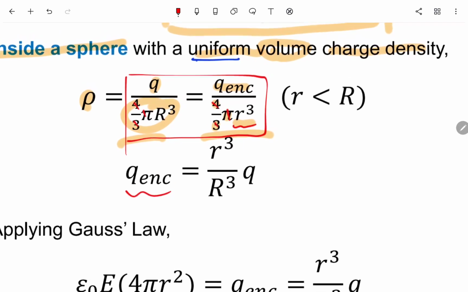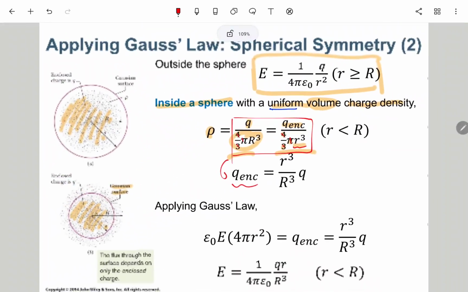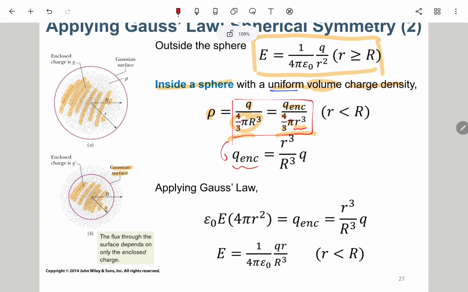Okay, so we can get this one. Here, Q enclosed is ready, so we can apply Gauss's law for this Gaussian surface. This is what we face millions of times. It is epsilon naught E times 4 pi r squared, because it is a sphere. Q enclosed is this one, and we put it here.